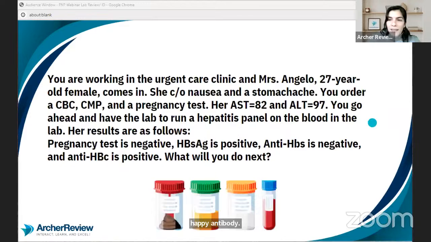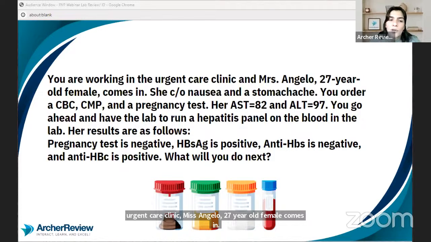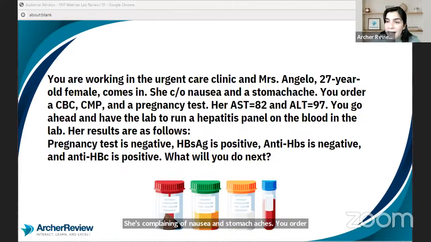Very good. And then last question, you're working in the urgent care clinic. Miss Angelo, 27-year-old female, comes in. She's complaining of nausea and stomach aches. You order a CBC, chem panel, and pregnancy test. And what do you see? Her LFTs are elevated. So AST is 82, ALT is 97. So what are you going to go ahead and order? So you go ahead and have the lab run the Hep B panel just to make sure nothing's going on there. And the results are as follows.